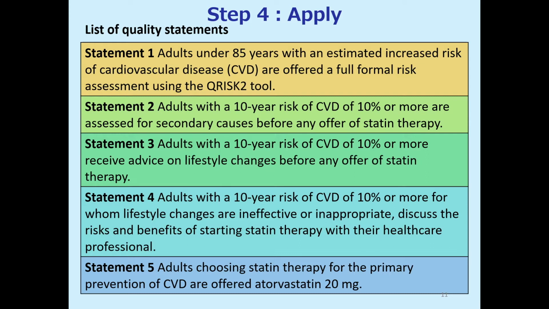Statement 3: adults with a 10-year risk of CVD of 10% or more receive advice on lifestyle changes before any offer of statin therapy. The fourth statement: for adults with a 10-year risk of CVD of 10% or more for whom lifestyle changes are ineffective or inappropriate, discuss the risks and benefits of starting statin therapy with their healthcare professional. Then the fifth statement: adults choosing statin therapy for the primary prevention of CVD are offered atorvastatin 20 mg.